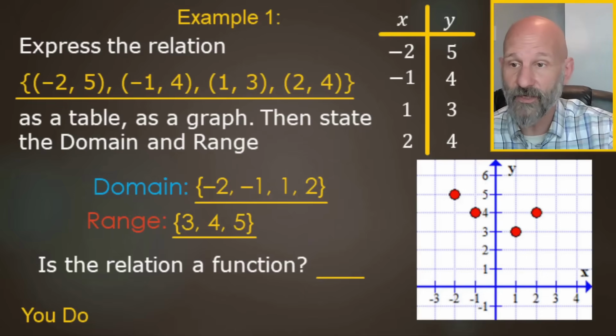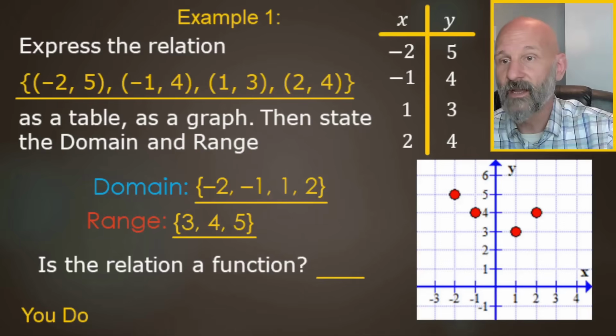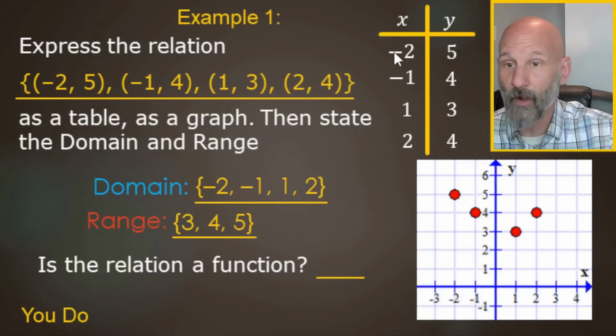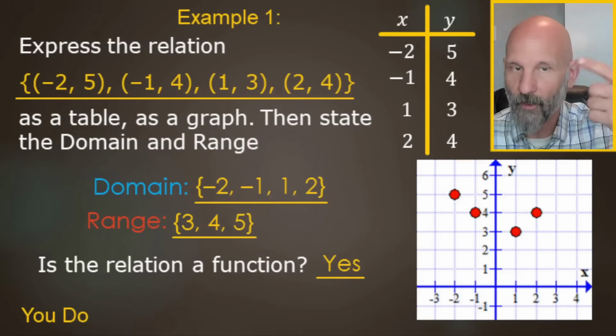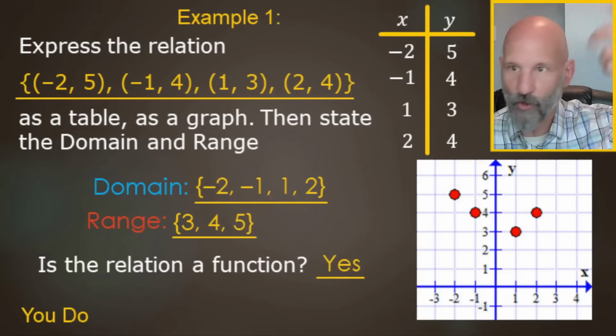Okay, is this relation a function? Yes, it is. Each x goes to exactly one y. -2 goes to a y, -1 goes to a y, 1 goes to a y, 2 goes to a y. So we're good on that. Yes, it's a function. On the graph, right? -2, -1, 1, and 2, they all go to one y. They only have one dot in their column. Okay.